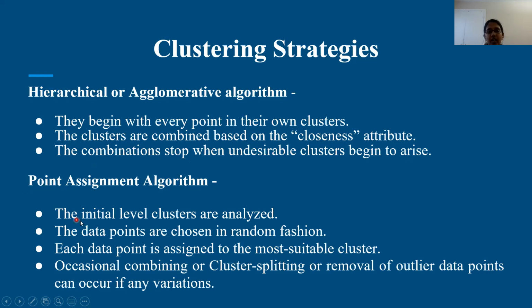Moving on to the point assignment algorithm. Here, similar to the previous algorithm, we have the clusters that are initially analyzed. Again, the data points within the clusters here are chosen in an arbitrary or random fashion, and every data point is assigned to the most suitable cluster. Once the data points are chosen, they have to be put into a cluster. And lastly, if any variations are detected, we can have occasional combining, cluster splitting, or removal of outlier data points. By removal of outlier data points, it means that any data points which are not showing similar characteristics, or that have characteristics that are quite farther from the ones that the others have, are the outlier data points, and they should be removed.